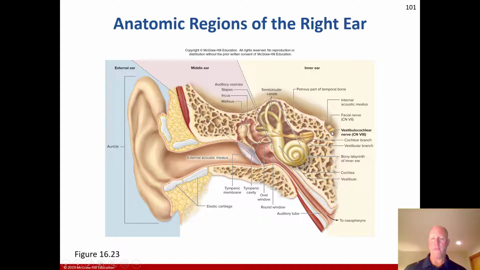We have our vestibulocochlear nerve, CN8. That's a key one for us. Cochlear branch and a vestibular branch here. And of course, the auditory ossicles: the stapes, basically all the way down right in there. And then we have our incus here and our malleus here.